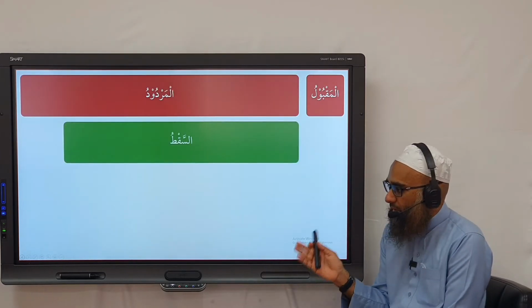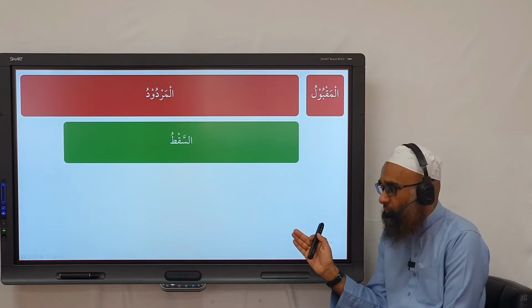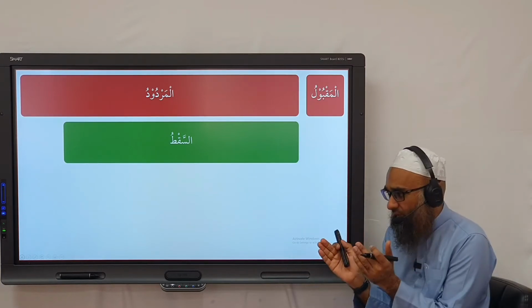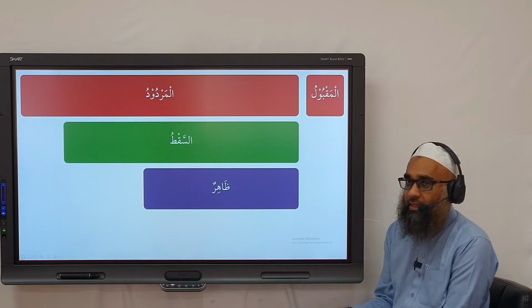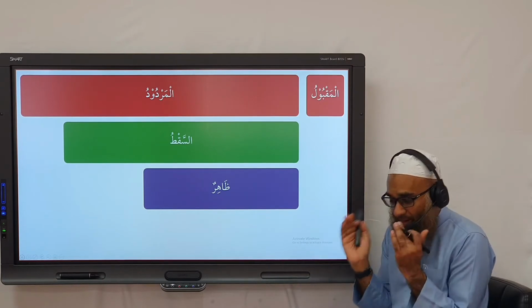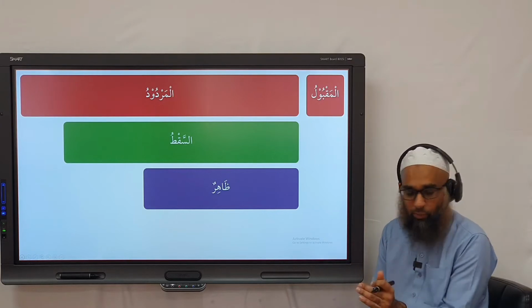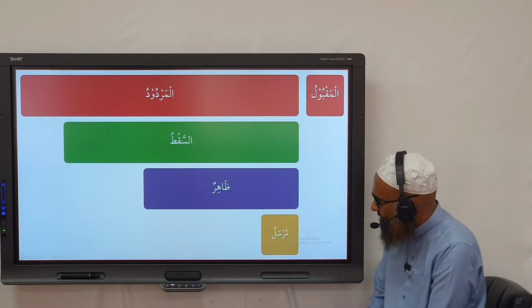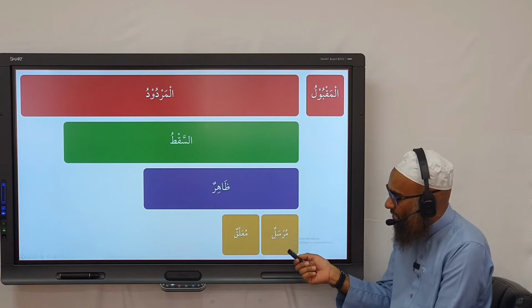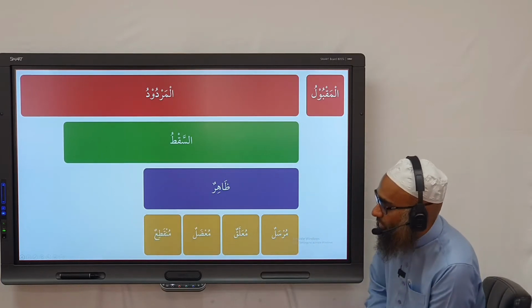A hadith mardud can either be mardud because of the saqt in the rawi, in the sanad the rawi is saqit, or because of a ta'an in the rawi. The saqt can either be zahir, it's apparent, you can clearly see. Once you know birth dates and death dates, you should be able to understand this. You have hadith mursal, you have hadith mu'allaq, hadith mu'adal, and hadith munqati'.